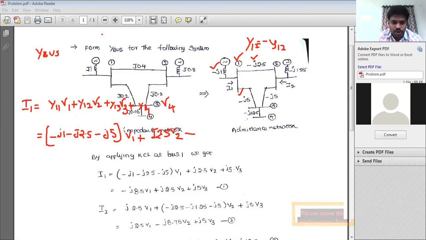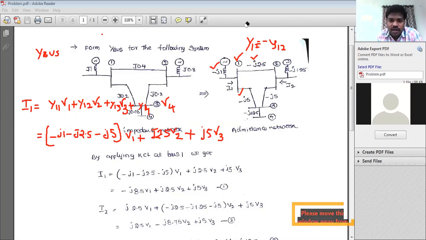So here j 2.5 into V2 plus j5 into V3. Now tell me, do you have any connection between bus number 1 and bus number 4? No, there is no connection between bus number 1 and bus number 4. Obviously, there is no admittance, so 0 into V4. Obviously, you will get 0. So that's why I'm not going to write down that particular last term.